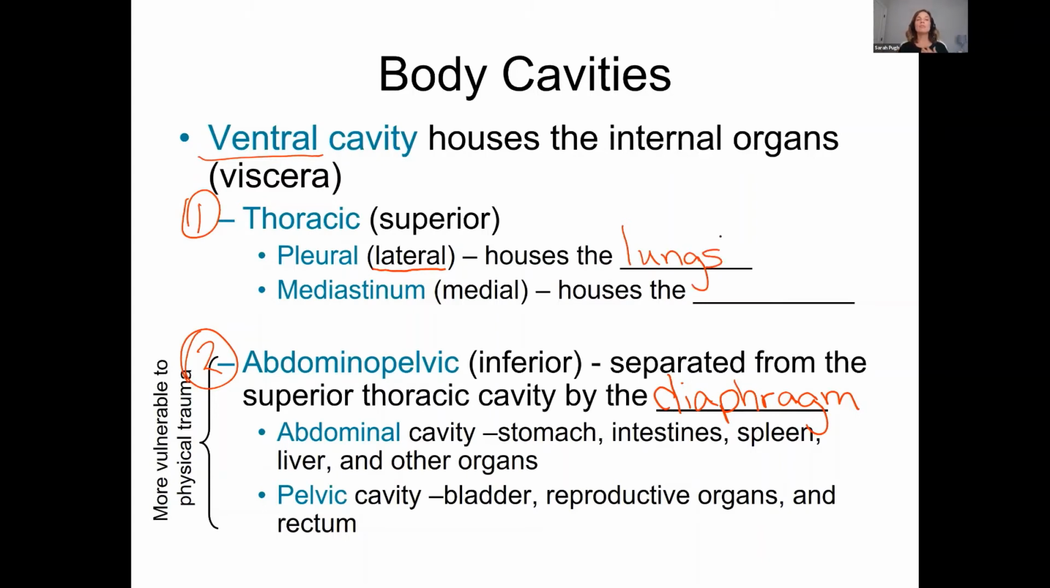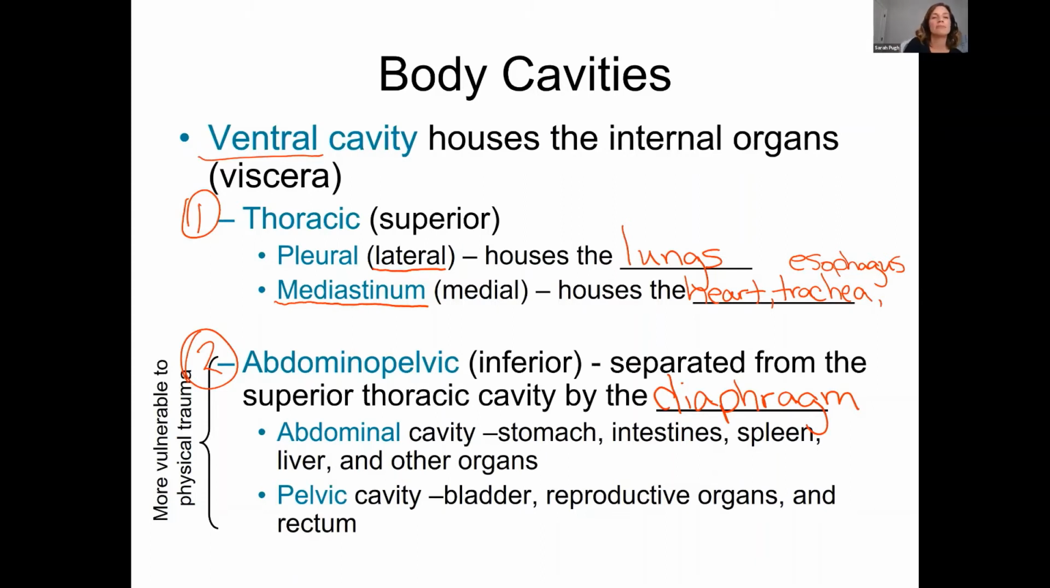And in the middle between the pleural cavities is a cavity called the mediastinum. And it's medial, so it's in the middle. And this is going to house things like the heart, the trachea, the esophagus. So that's everything right in the middle that would be found between the lungs.